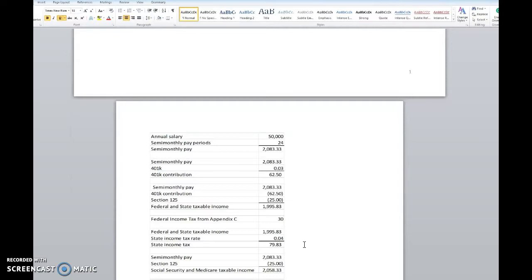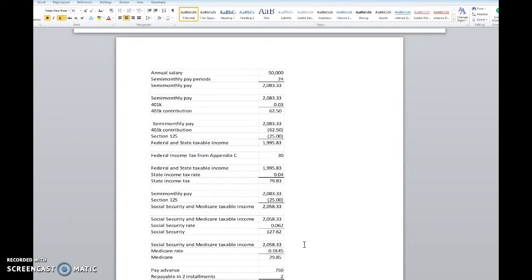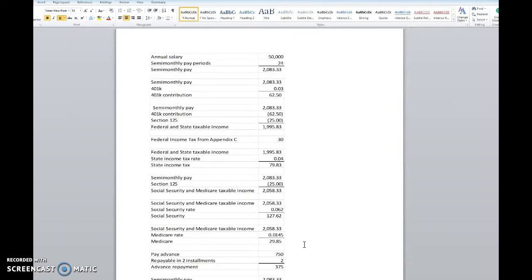Then you have to take the taxable income, $1,995.83, and multiply that by the state income tax rate of 4%, which is given to you in the problem. His state income tax is $79.83.